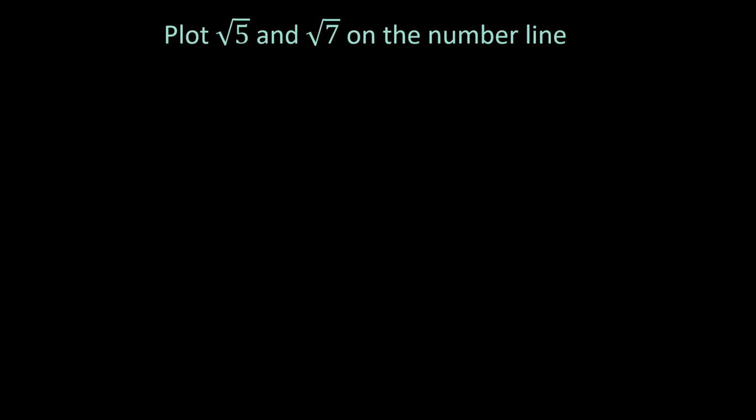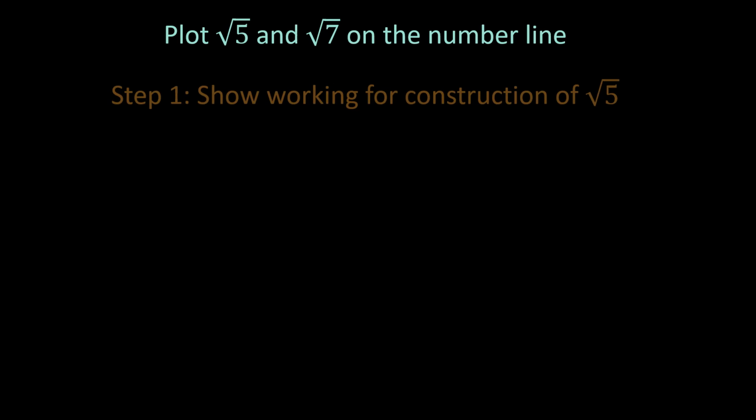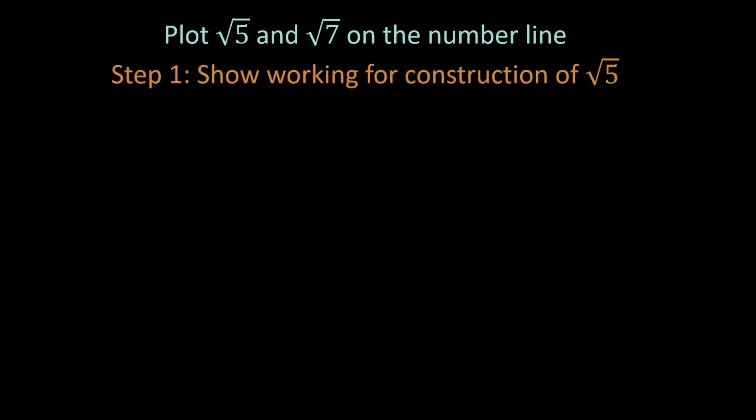Plot root 5 and root 7 on the number line. Step 1. Now we will show working for construction of root 5. To plot root 5 on number line, first we will construct segment of length root 5. And for that, we will construct right angle triangle OAB with OA is equal to 2 units and AB is equal to 1 unit.